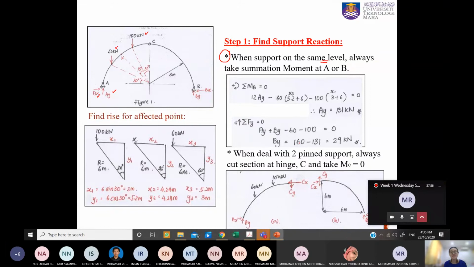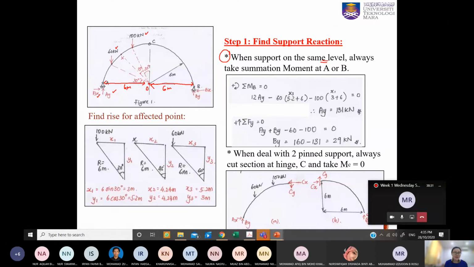Yeah, because this is circular, right? Semicircular. Whenever you have a circle, if you have identified this is your O, then whenever from O going to touch your arch, it will be the same distance, same length. Therefore, from A to O we also have 6 meter. The span will be 12 meter.